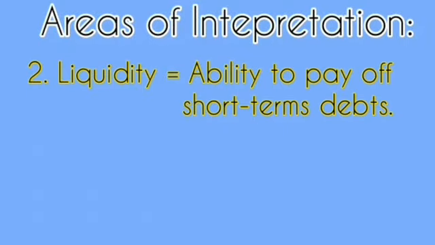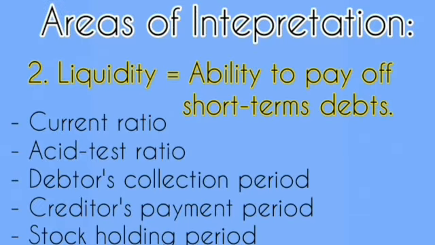The second area of interpretation is liquidity. When we are saying, is the company liquid, or what is the liquidity of the company, or comment on the liquidity of a company, what are we looking for? We are looking for the company's ability to pay off its short-term debt, only short-term debts. So we are talking about current liabilities, and usually to pay for your current liabilities you need to use your current assets.